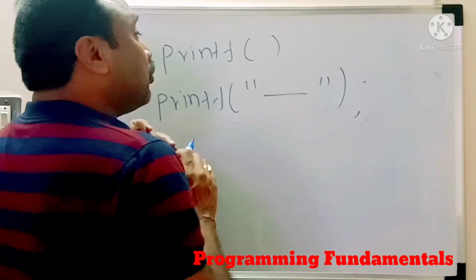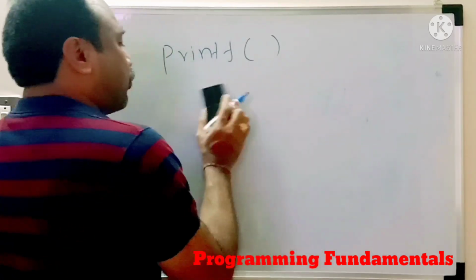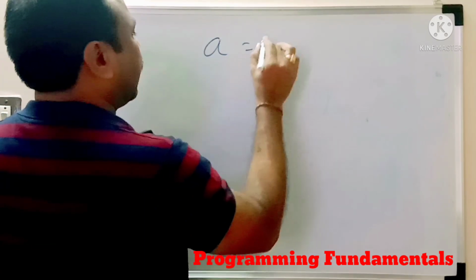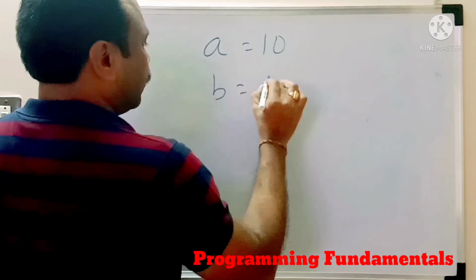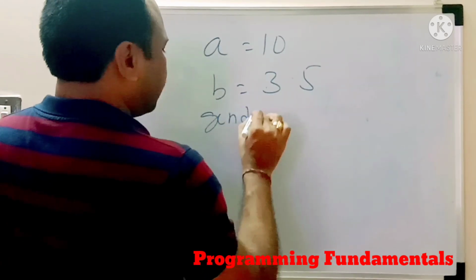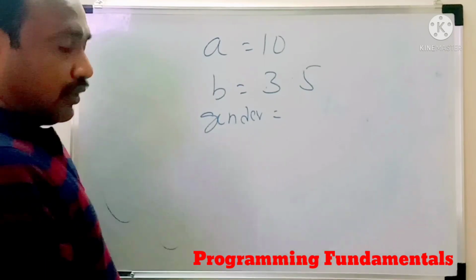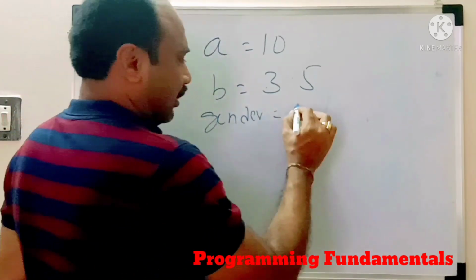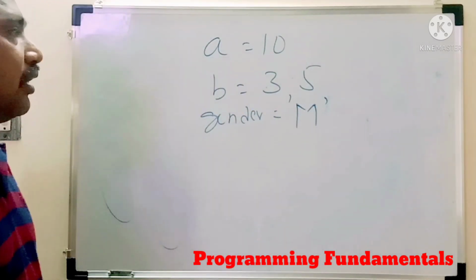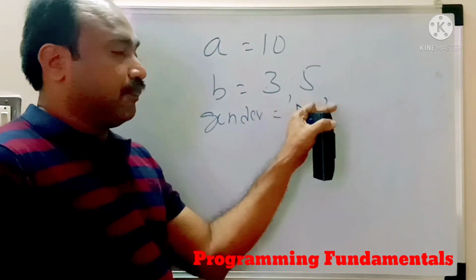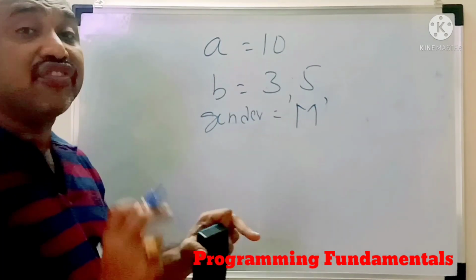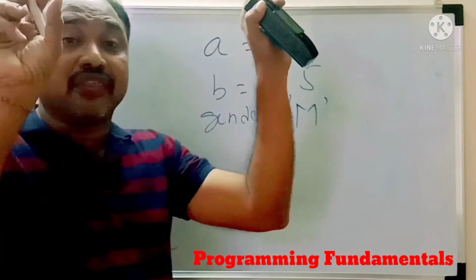But when you are going to print values, suppose I am taking an a value 10, b value 3.5, and a gender value. Gender will accept either male or female. Male means M. See, when you are going to work with a character, that character should be given in single quotes. This is a character value. String means collection of characters; we have to write it in double quotes.